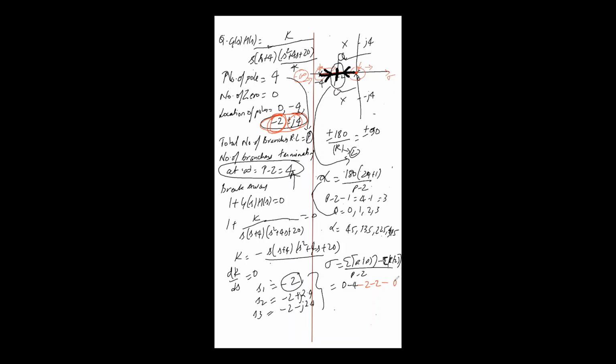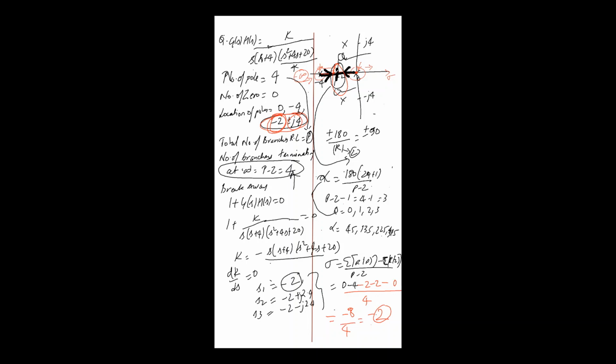Zeros are not there, so we will simply put 0. P minus Z is 4. So minus 4, minus 2, minus 2 actually gives me minus 8. Minus 8 divided by 4, we will be having minus 2. Centroid we are having is minus 2. This is the point, minus 2.